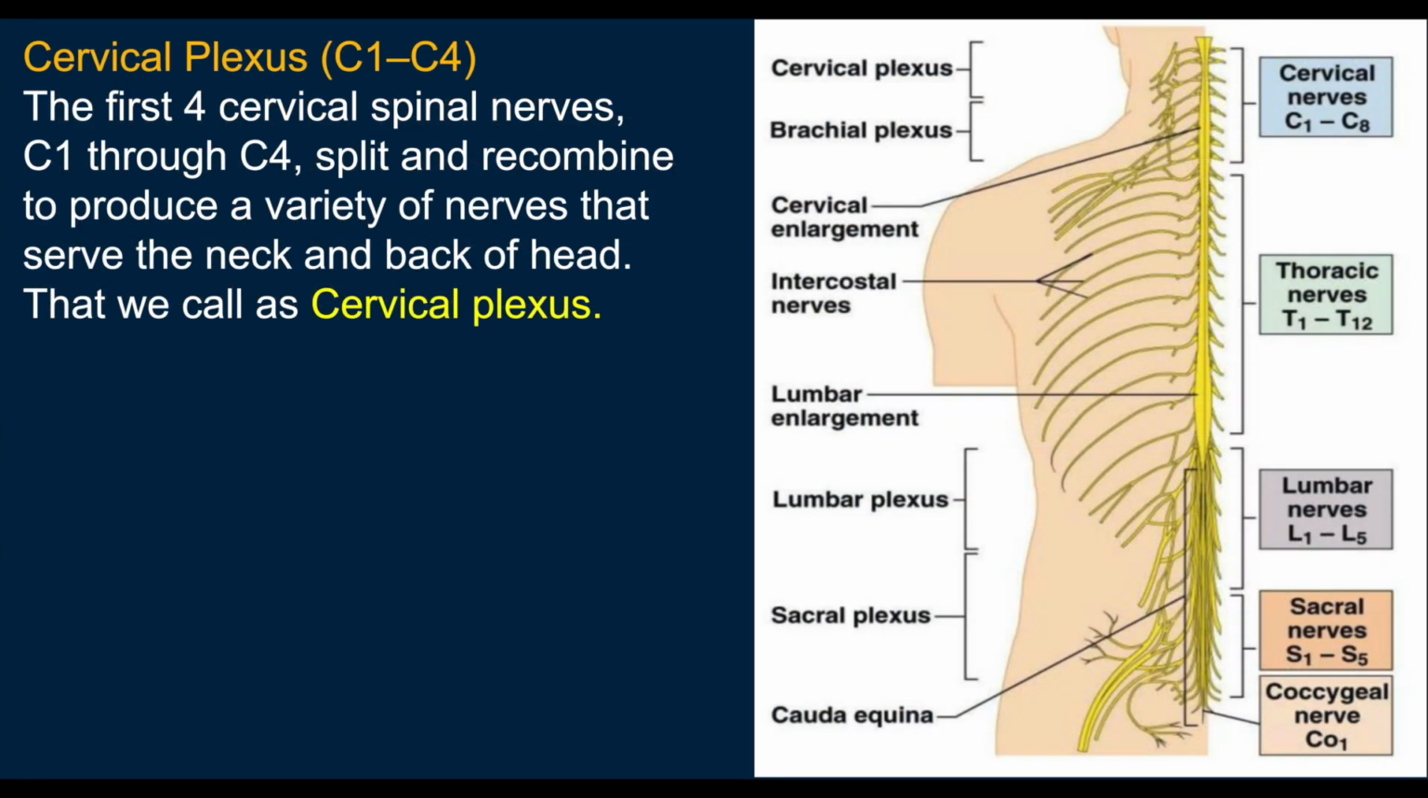Now we'll see cervical spinal nerves. Cervical spinal nerves C1 to C4. The first 4 cervical spinal nerves, C1 through C4, split and recombine to produce a variety of nerves that serve the neck and back of head that we call the cervical plexus.